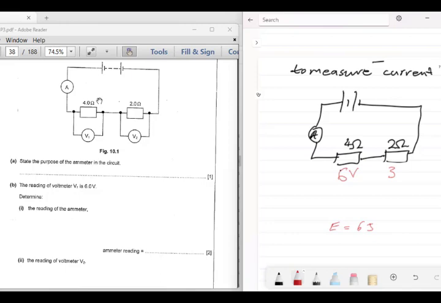3 volts. So when you combine them, you get what? 9 volts. That, remember, in series, V is equal to V1 plus V2. So what we have here is 9 volts, right? 9 volts. As you can see, the question asks us to find the ammeter reading. I think I might have gone a bit far.